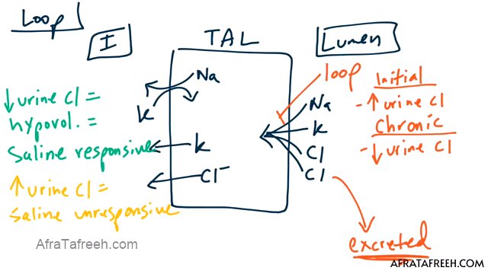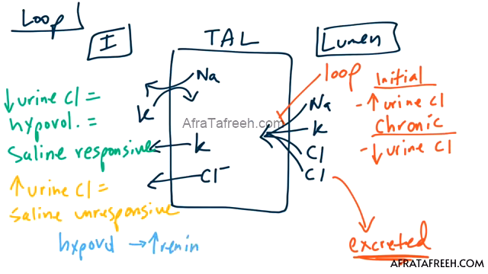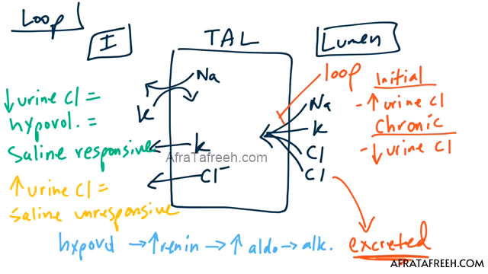So the hypovolemia results in increased renin, which increases aldosterone. Recall that aldosterone increases the secretion of acid, which causes a metabolic alkalosis. Antacids also cause a saline-responsive metabolic alkalosis by working in a similar way to loop diuretics.